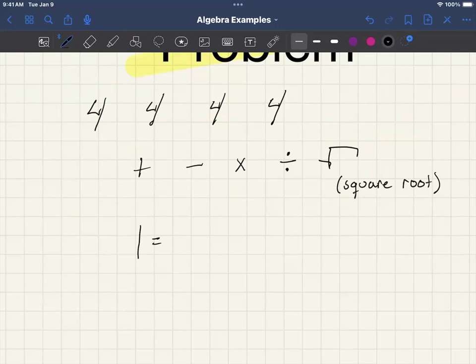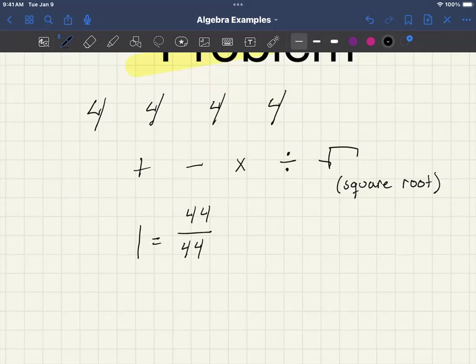Now, the number 1 is actually pretty straightforward. Here's one way to do it. We all recall that a number divided by itself is 1, so we can write this as 44 divided by 44. Beautiful. Now, of course, this isn't the only way to write 1 using 4 4s.